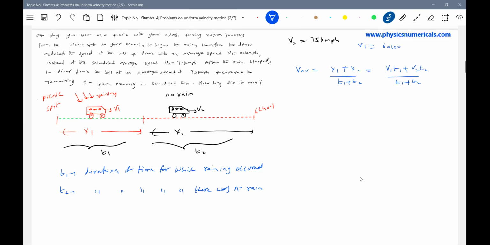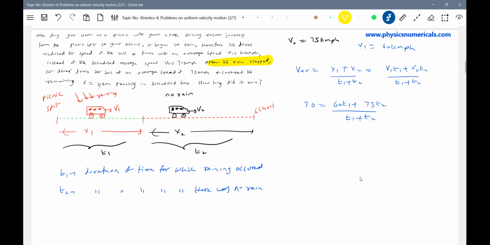V1 is 60 km per hour. And the average speed, if there were no rain, you would have covered the distance with an average speed of 70 km per hour. So 70 is equal to V1, we know 60 T1, plus V2 75 T2, by T1 plus T2. Now, the thing is we don't know T2. So let's take help of this equation.